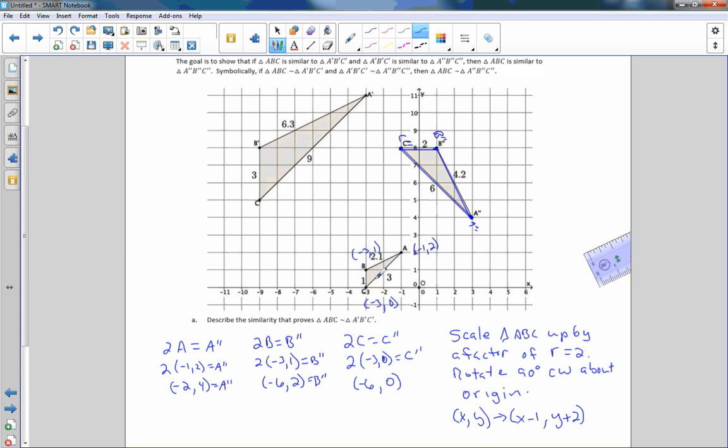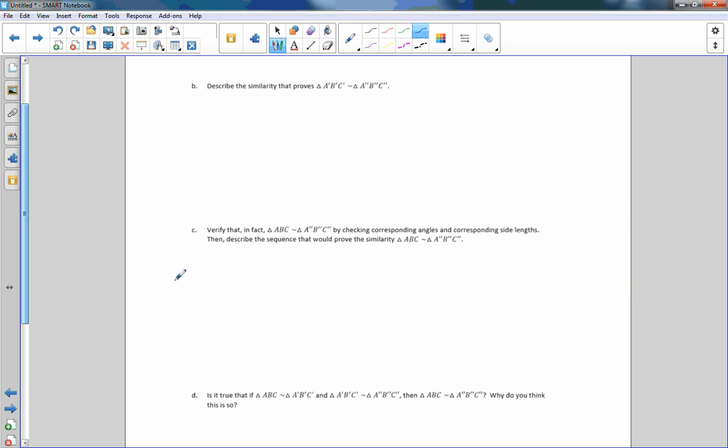And we just verified that a direct A, B, C is similar to A double prime, B double prime, C double prime, which answered part D.